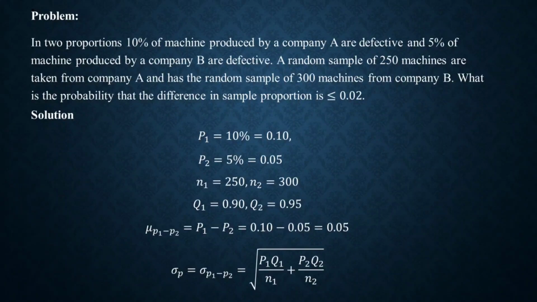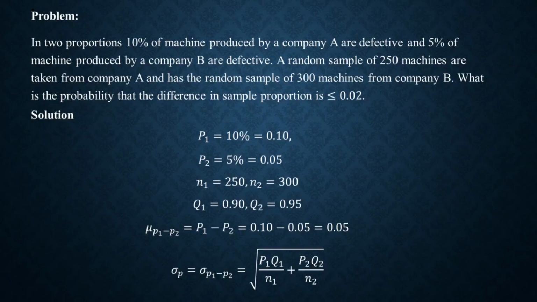Now let us see a problem. In two proportions, 10% of machines produced by company A are defective and 5% of machines produced by company B are defective. So here also we have two populations, company A and company B. It is given that in company A, the defective product is 10%. So we have P1 value is 10%, which is 0.10. And in company B, the defective is 5%. So we have P2 value is 5%, which is 0.05.